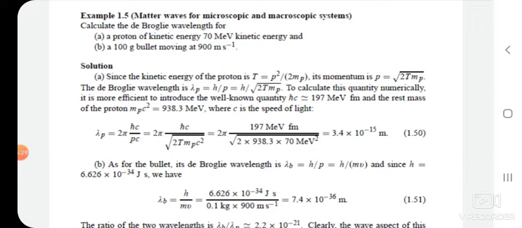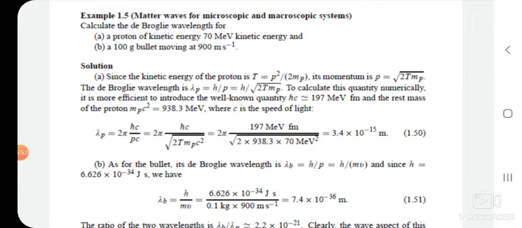Calculate the de Broglie wavelength for a proton of kinetic energy 70 mega electron volt, and for a 100-gram bullet moving with 900 meter per second. We have to find the de Broglie wavelength for a microscopic particle as well as for a macroscopic particle.